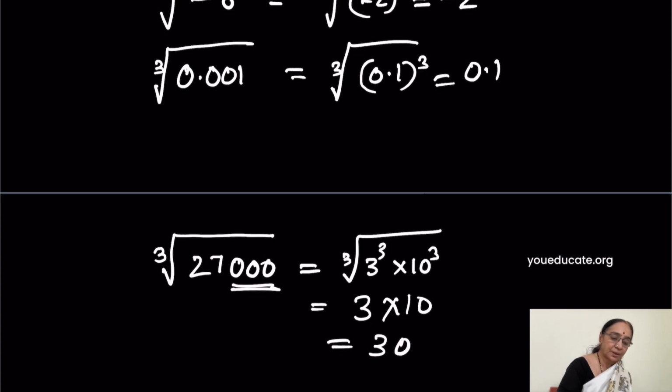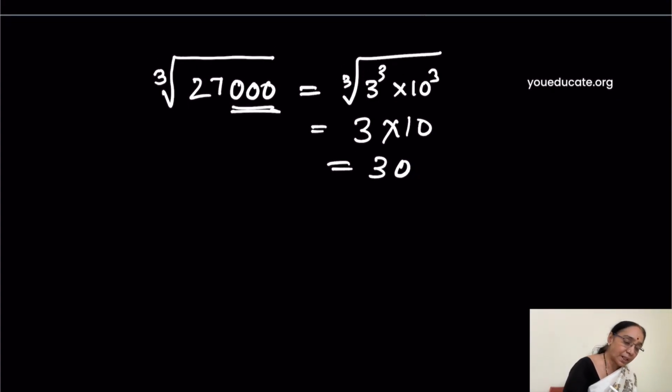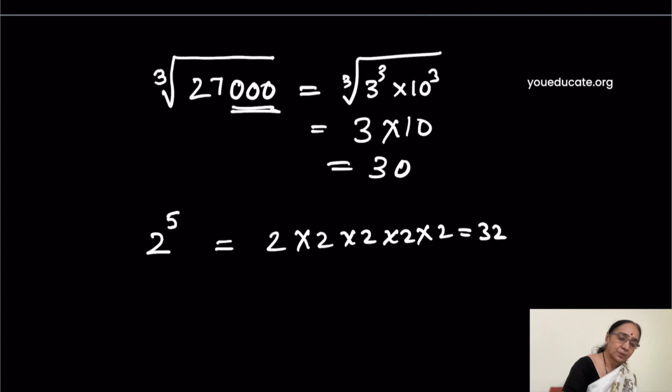So for every 3 zeros, you will have 1 zero in the cube root. And similarly for every 3 decimal places, you will have 1 in the cube root, if it is possible to extract the cube root. So that brings us to the end of this lesson, cubes and cube roots. You can also have higher powers. For example, when I say 2 to the power of 5, it means you are multiplying 2 five times, which is 32. So we will be learning about higher powers and even fractional powers in the lessons to follow.